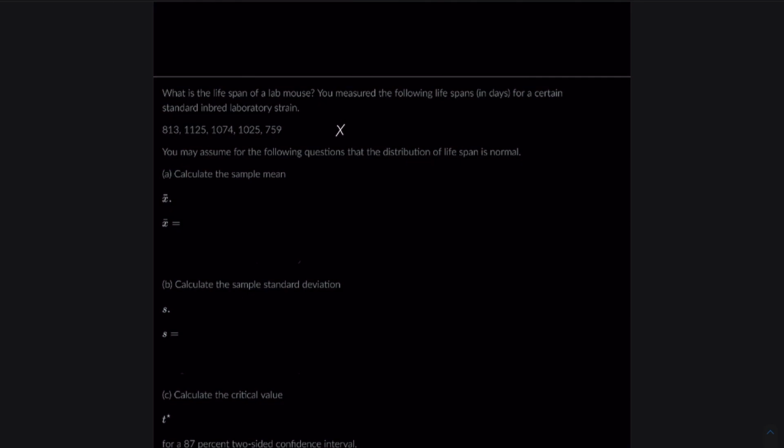So I'm just going to call this x, and then you would do a less than symbol, a dash, and a c, open parentheses, and then you would write these data points down. So it'd be 813, 1125, 1074, 1025, and 759. So that's going to tell RStudio what your values are. So basically we just defined a variable with 5 different values, and now the easiest part of this is that in part A we can just say mean of x, and this will give us our correct answer.